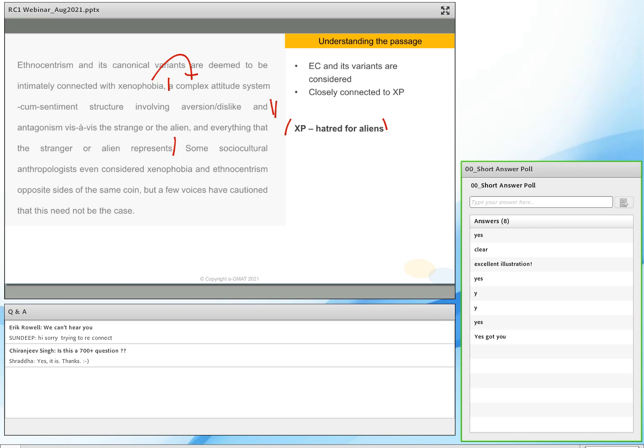If the author wanted to tell us that this is not necessarily his or her definition, he would have said connected with xenophobia, which is considered to be a complex attitude. Then you're not sure. Very, very important. So now you know something here. This is a fact which the author agrees with.